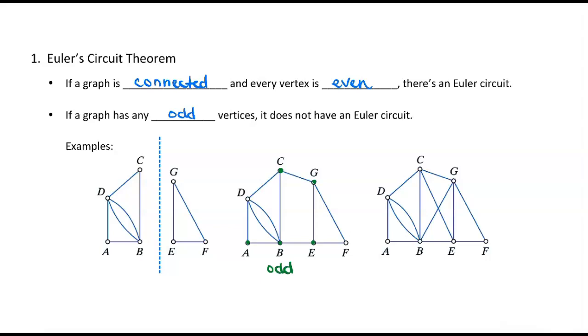Finally, let's take a look at the third graph. The degree of A is 2 because there's 2 edges that meet at vertex A. This time, vertex B has degree 6, which is even. Vertex E has degree 4, which is even. Vertex F has degree 2, which is also even. Vertex G has degree 4, C has degree 4, and D has degree 4. Since all of the vertices of this graph are even, we know that this graph has an Euler circuit. Starting anywhere you'd like, you should be able to trace the entire graph without lifting your pencil.